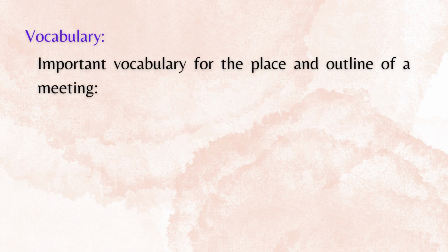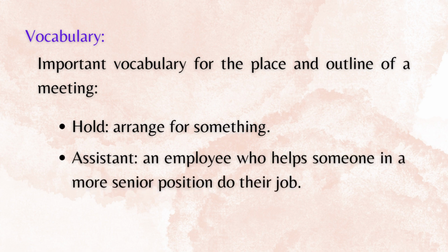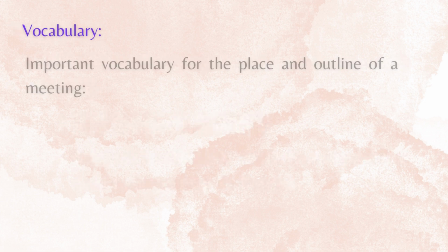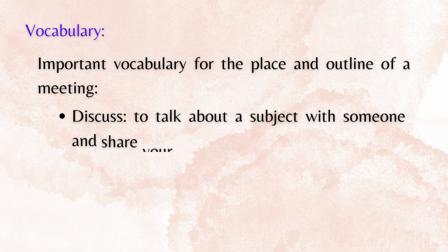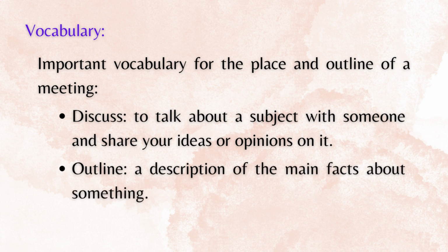Vocabulary. Important vocabulary for the place and outline of a meeting. Hold, arrange for something. Assistant, an employee who helps someone in a more senior position do their job. Discuss, to talk about a subject with someone and share your ideas or opinions on it. Outline, a description of the main facts about something.